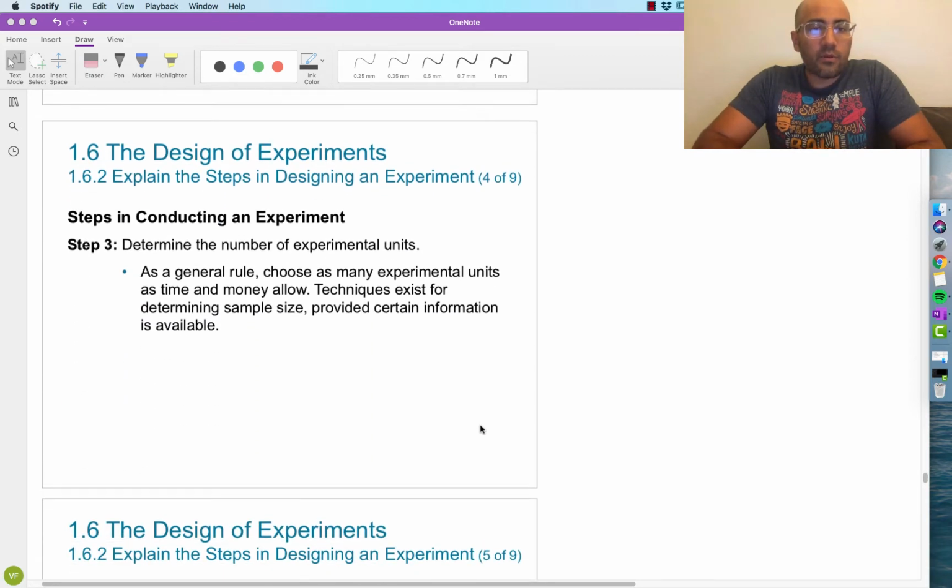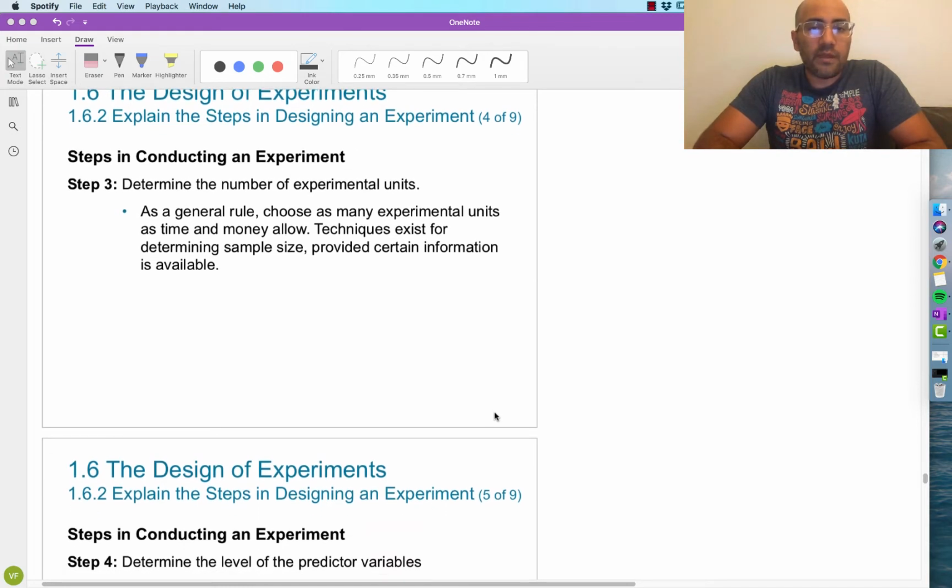3, determine the number of experimental units. As a general rule, we want to choose as many experimental units as time and money will allow. Techniques exist for determining sample size, provided certain information is available as well.